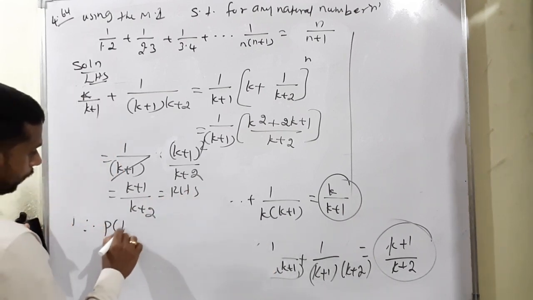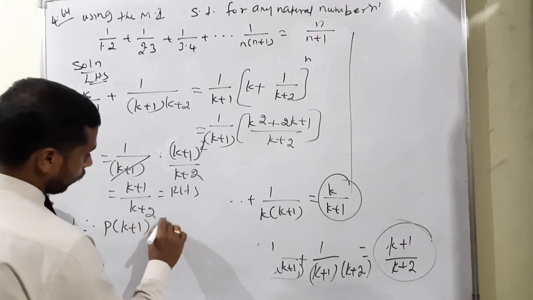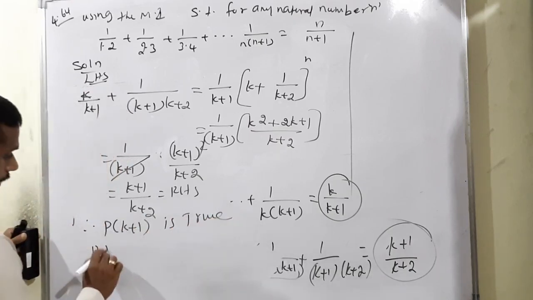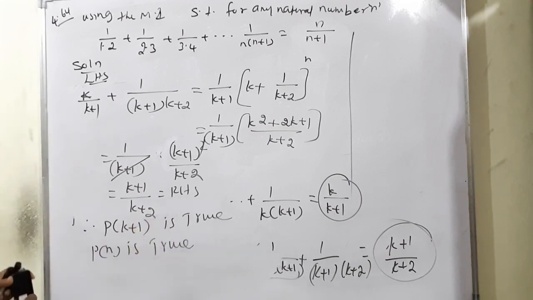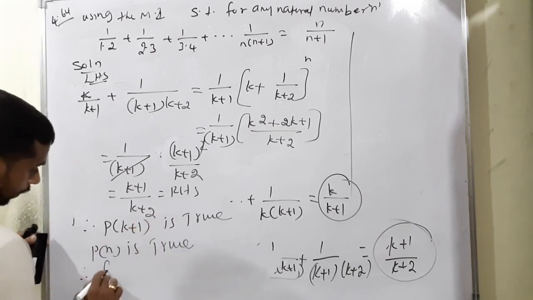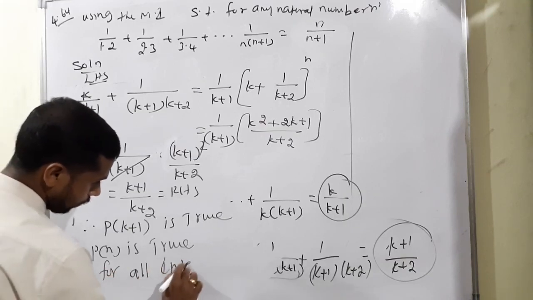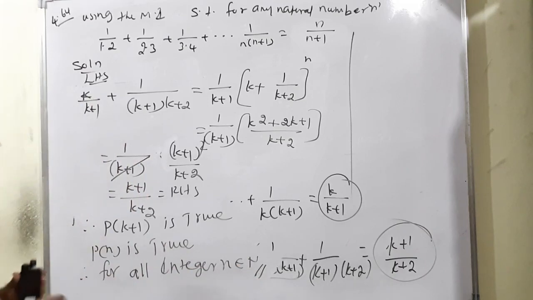Therefore we can say P of k plus 1 is true. So k plus 1 is true means P of n is also true. Therefore for all integer n belongs to natural number, henceforth. Okay, so I will continue the next example.